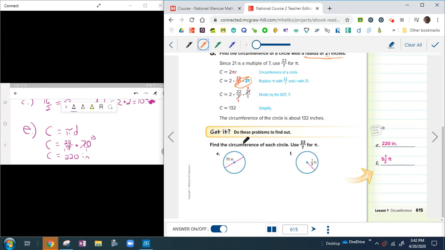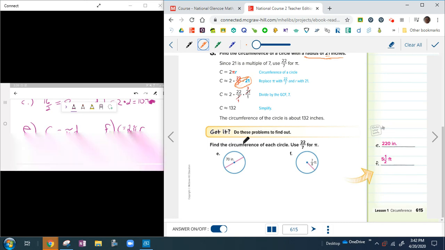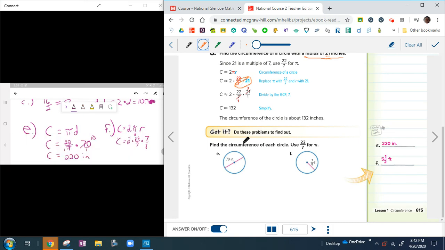Now on Got It F, they gave me the radius this time. So I am going to use the other formula. I'm going to use 2 times pi times radius. I'm going to replace the pi. Well, we have a fraction here with a 7 in the numerator, so it's going to cross cancel nicely with 22/7. So I replace the pi with 22/7 again, and I get 7/8 for the radius.